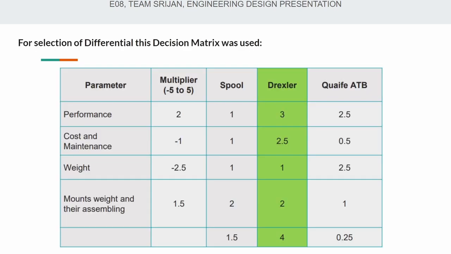And finally, the third was the Drexler limited slip differential, which had a wider torque lockup range but had a high cost associated. Thus, a decision matrix was made and points were assigned on performance, cost and maintenance, weight and mount weight and their assemblies. And thus, according to that decision matrix, Drexler open differential was the best choice for us.